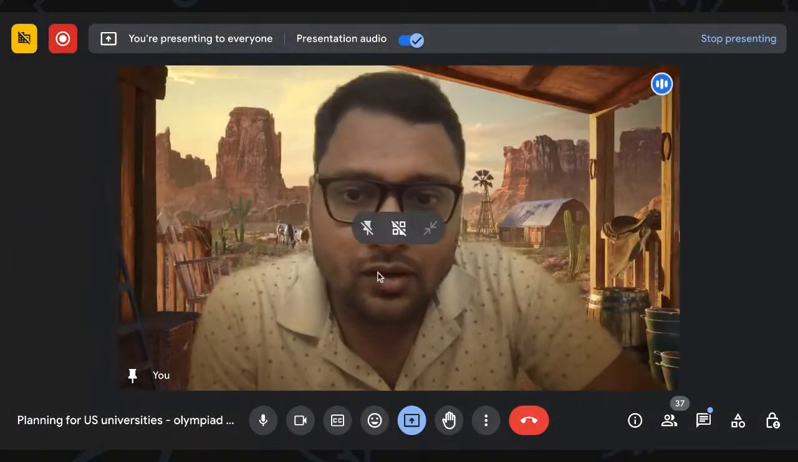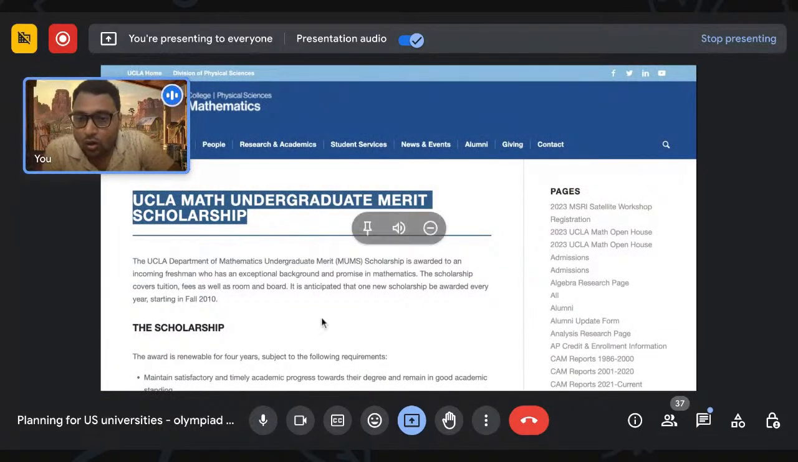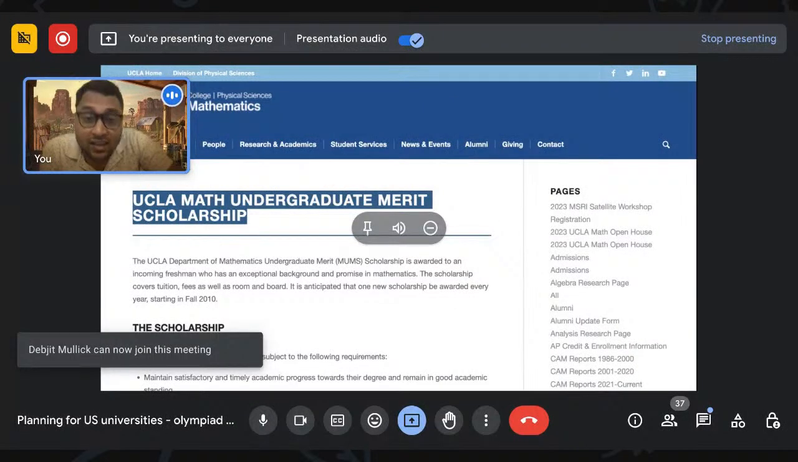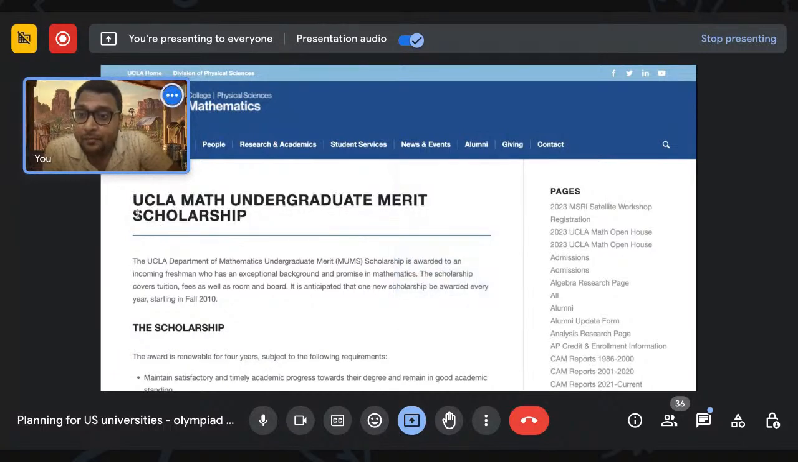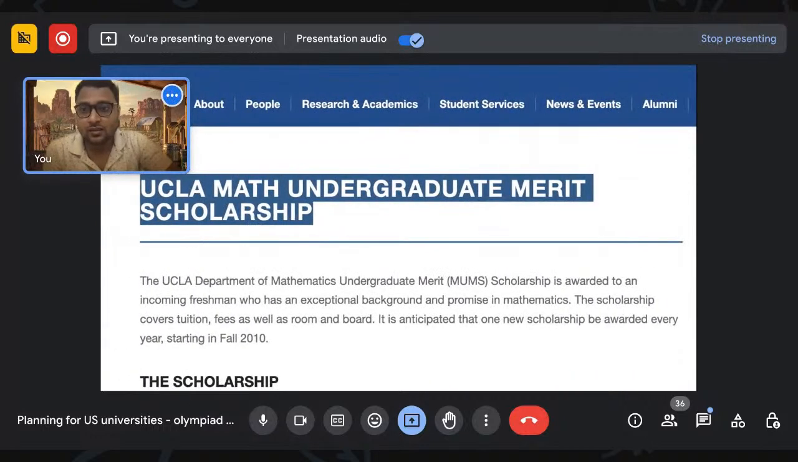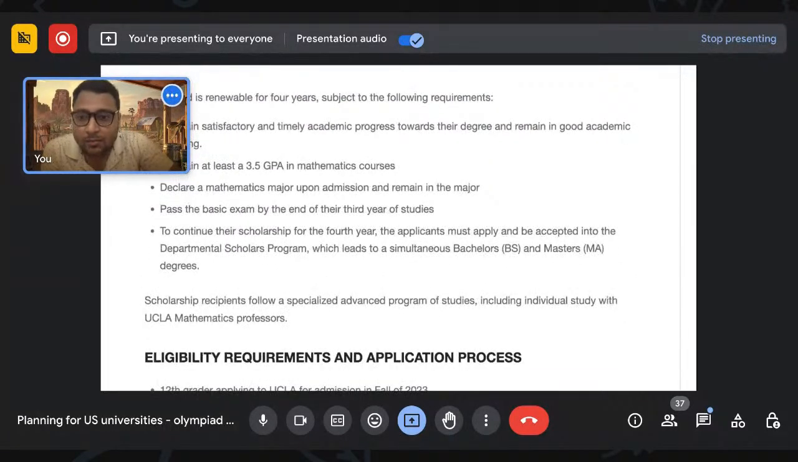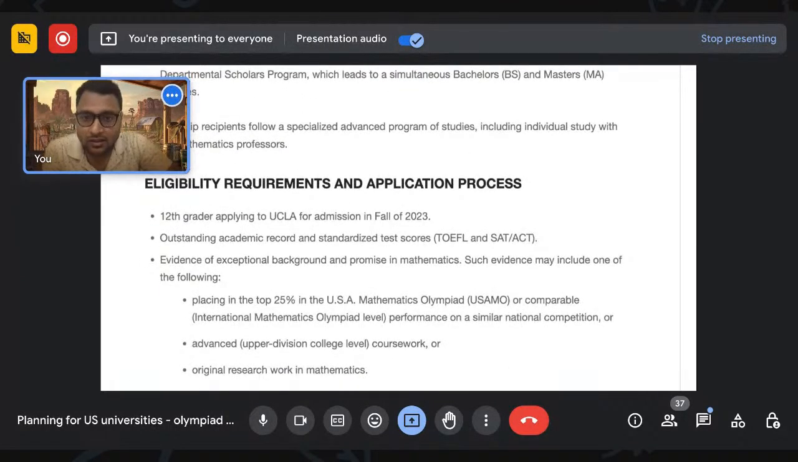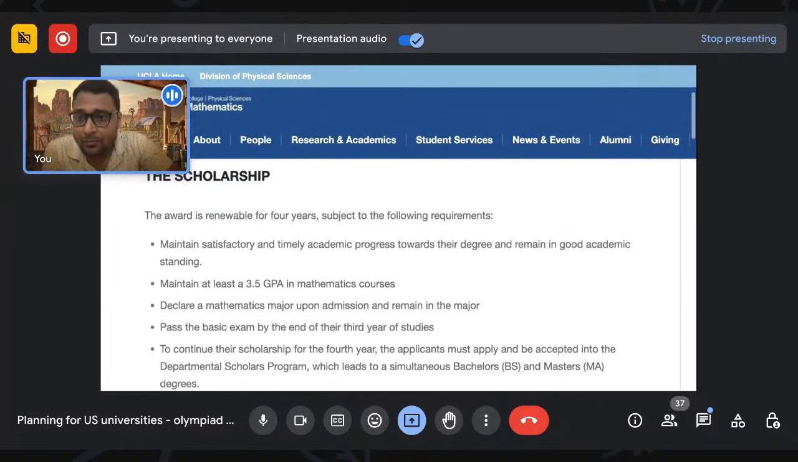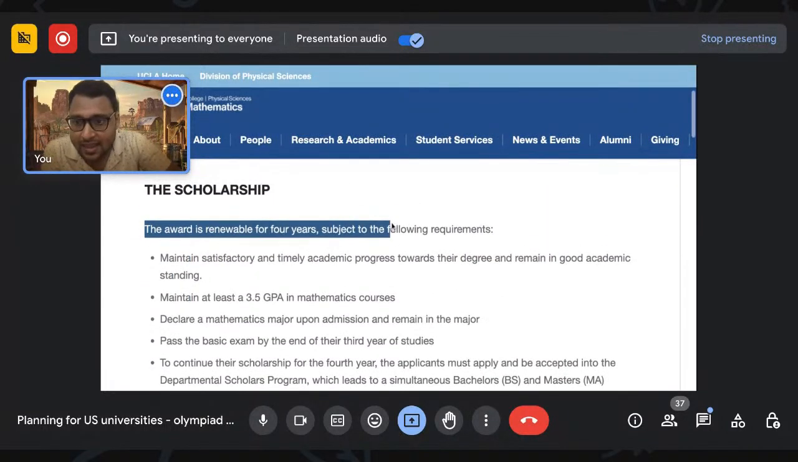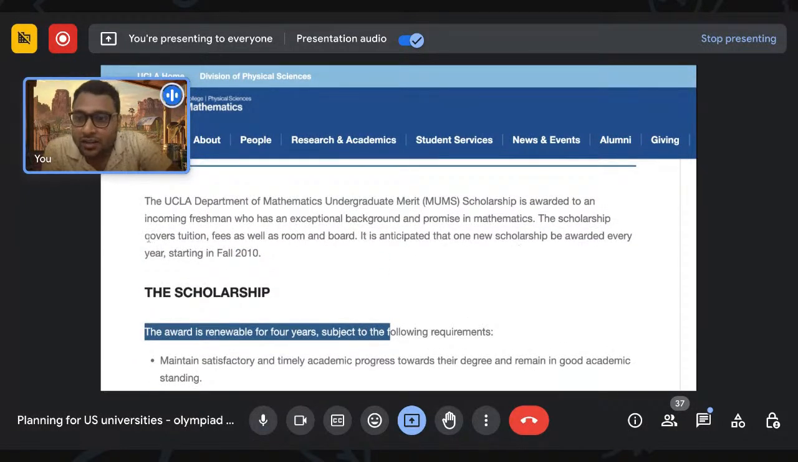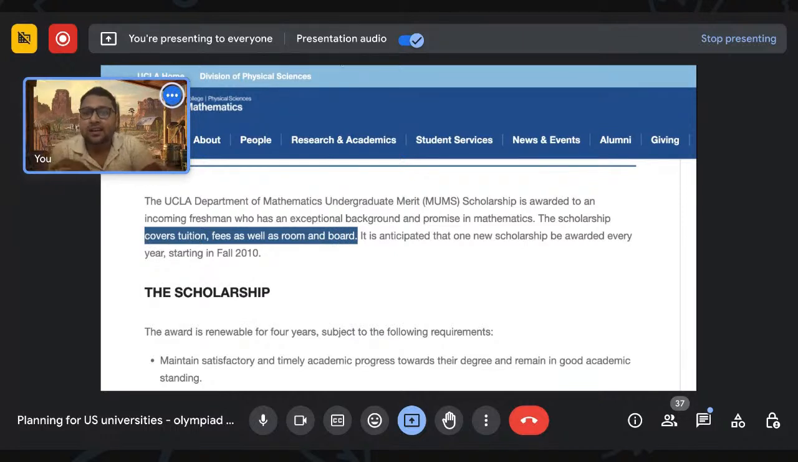Yeah. So I think all of you can see it. So here is an example of one such funding opportunity. This is known as the UCLA Math Undergraduate Merit Scholarship. UCLA, maybe you have heard about it, it's one of the best universities in the world. And the undergraduate merit scholarship, what does it do? Well, it actually provides for the entire tuition fee, and it's renewable for 4 years, and it provides for the tuition fees, the room, and the board. So basically, it's a free ticket.